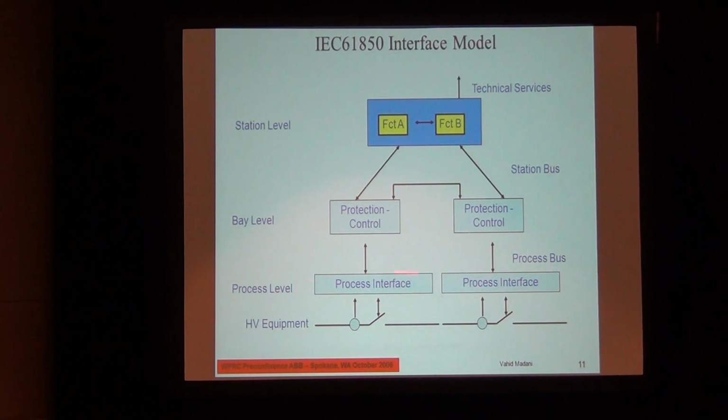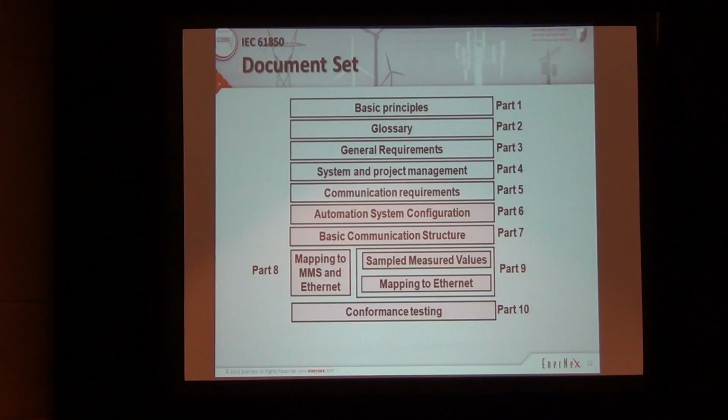And then the process interface here, which could be called merging units, takes sampled data and digitizes it and makes it available. So when we talk about sampled measured values, the measurements we're talking about are down at this level here. There's the control center.